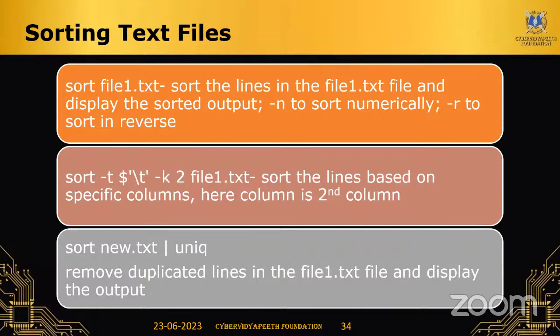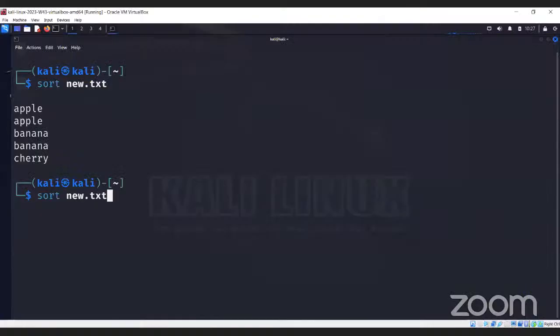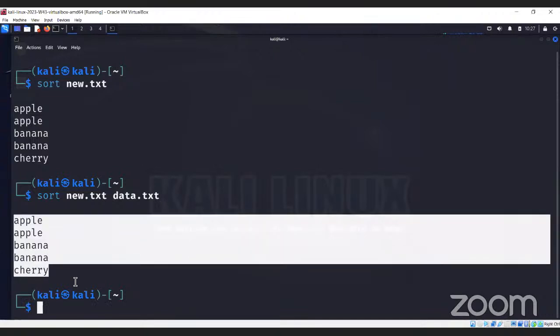There are many options to use with the sort command. We can use multiple files. We can sort multiple files at a time. Let me show you. Sort new.txt, data.txt, and many. We can provide many files to be sorted. It sorted all the files.